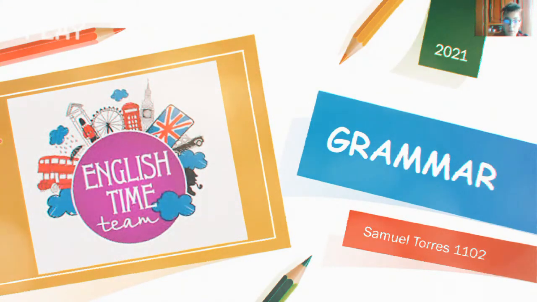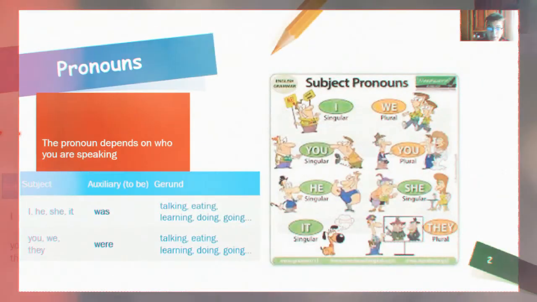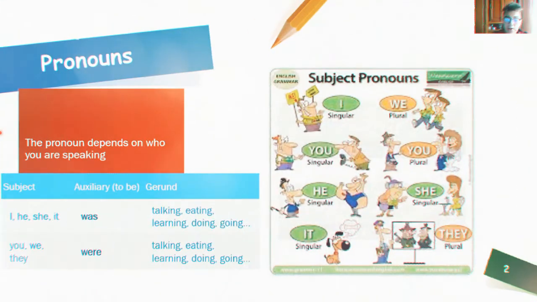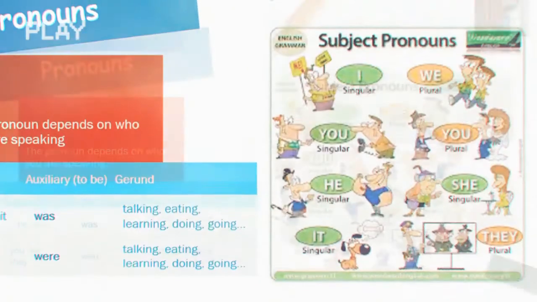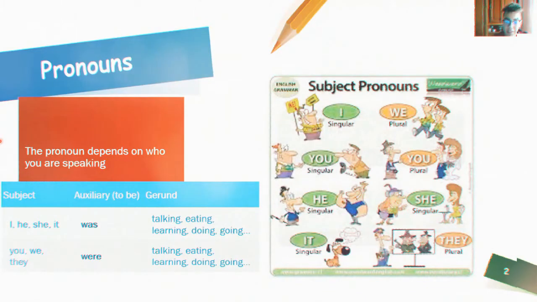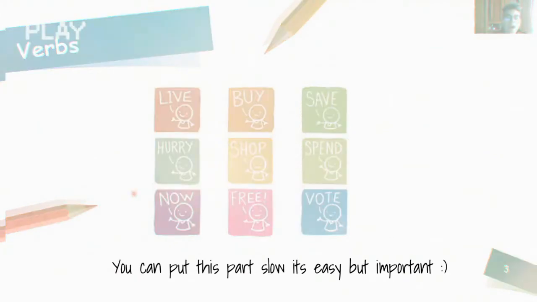For these topics, we have to know pronouns. Pronouns are important because you have to use them in every sentence. The subject, or the pronoun, is the person who is doing the action. The action is what the person has to do, or things like that. We have two types of verbs.